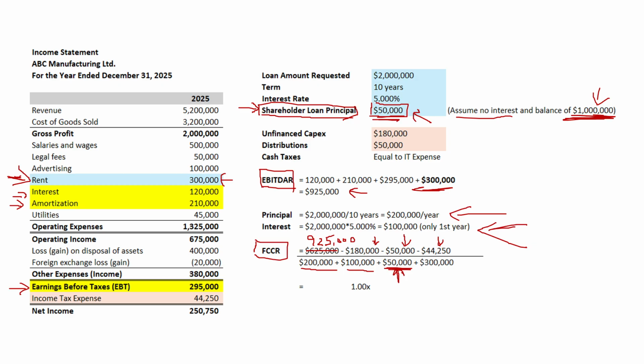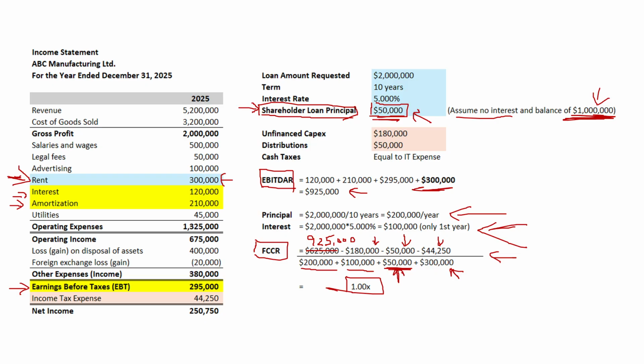Okay, and then we're also adding in rent to the bottom. So once you do all this math, usually we're just plugging all this stuff into Excel, into a few cells, and then we get an FCCR of 1 times. So that's just a straight numerator can cover the denominator.